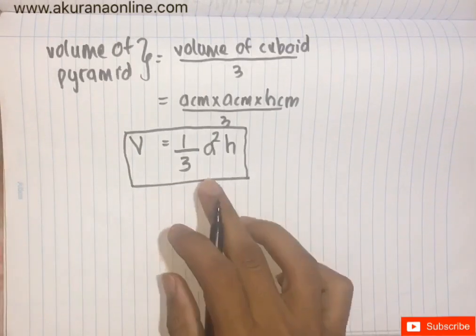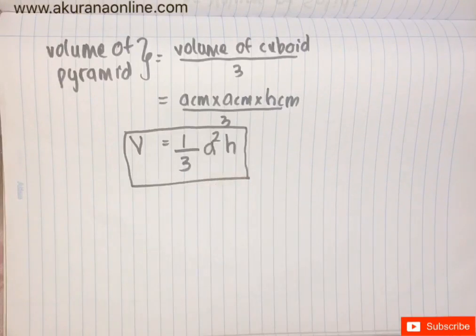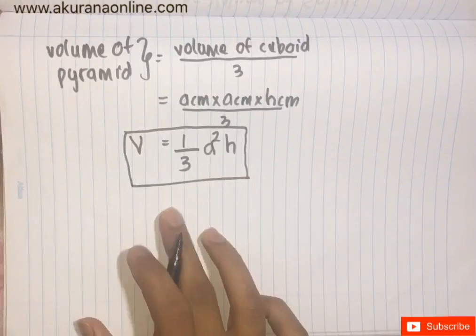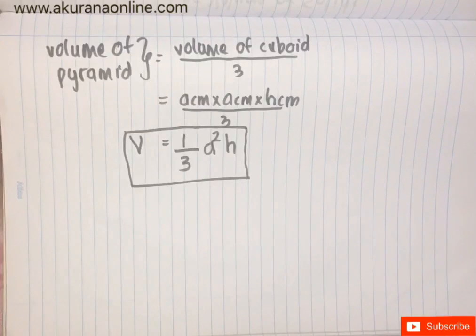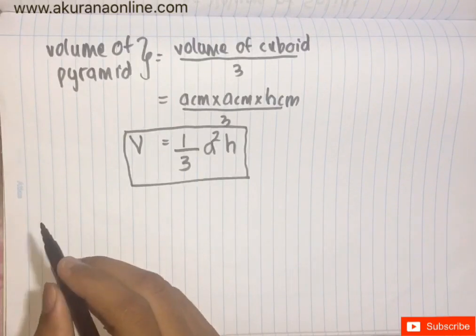This is the equation you have to use in order to find the volume of a pyramid. Clear? Okay. Now using this, I'll give you an example. I'll solve an example from the book.